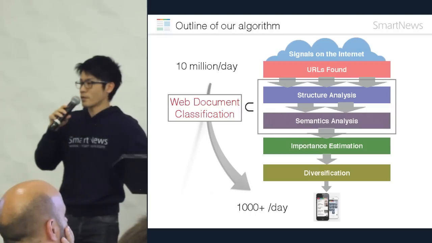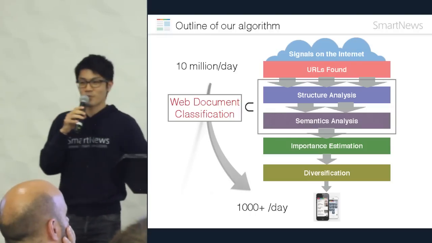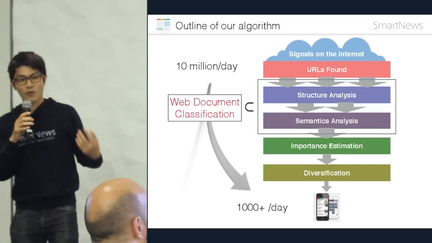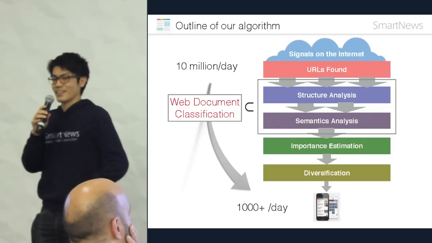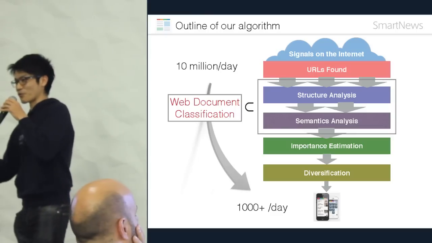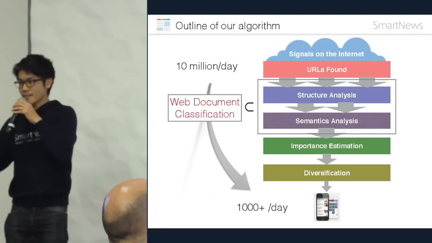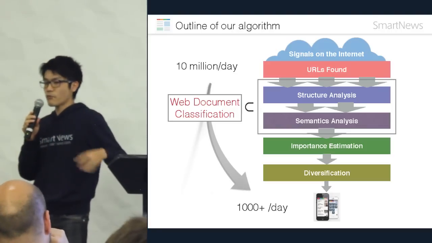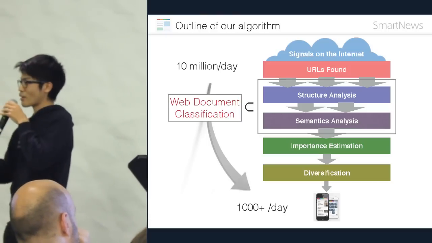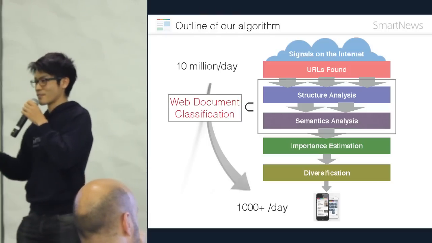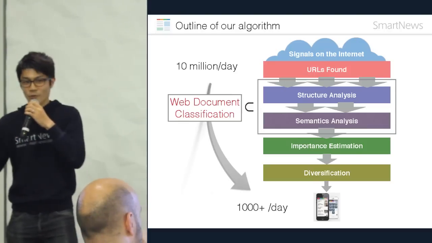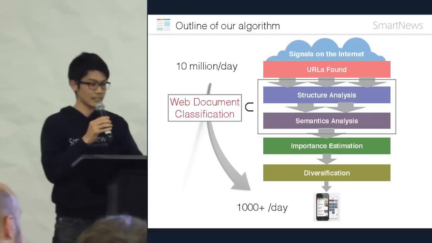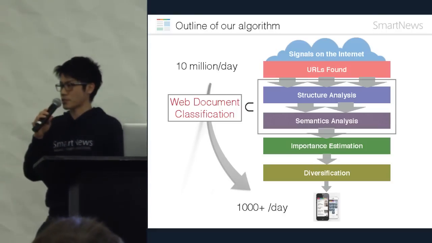Now, let's get into today's topic, web document classification. The reason why I chose web document classification today is that it is very important for our application, as we already saw. And for another reason, information retrieval from unstructured data documents is probably a common task for many applications. So that's why I chose this topic today. So let's get into web document classification.